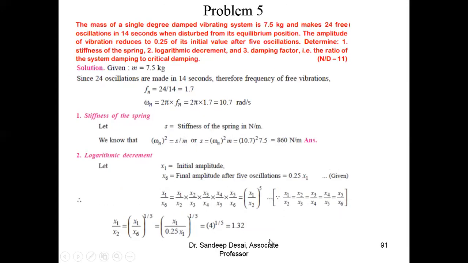Let's see this natural frequency. Natural frequency in hertz you can determine as 24/14. Convert it to natural frequency in radians per second: 2 pi times Fn, which gives 10.7 radians per second. For the stiffness of the spring, you can determine Fn in hertz and omega n in radians per second, 10.7. Hitesh, would you like to say something? Hitesh?